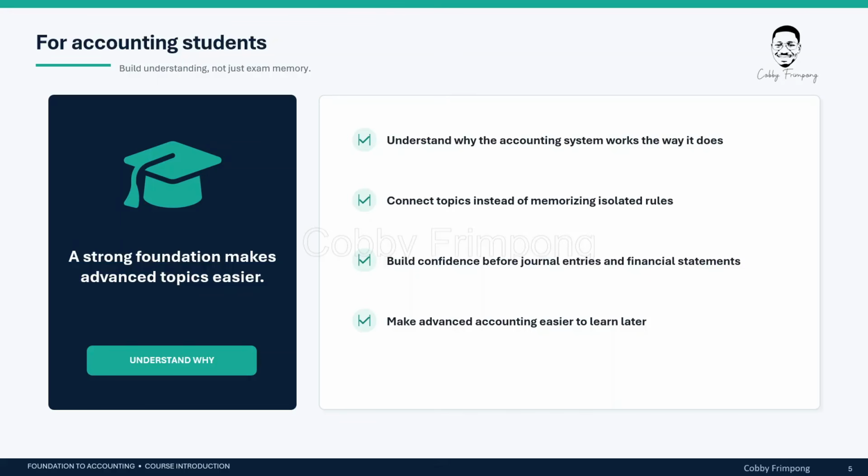For accounting students, if you are studying accounting at school, college, or as part of a professional qualification, this course is designed to strengthen your foundation. You may already recognize some of the topics, but the goal is to help you understand why the accounting system works the way it does. Use this course to build understanding rather than simply prepare for the next examination.